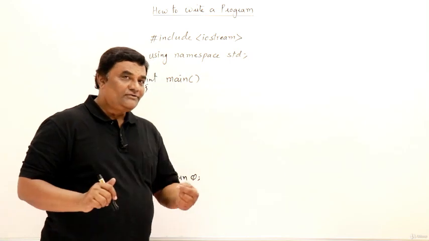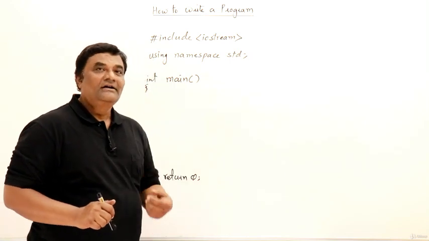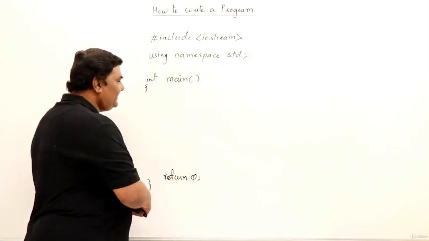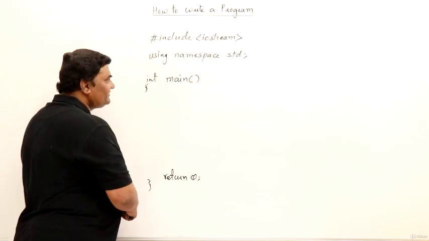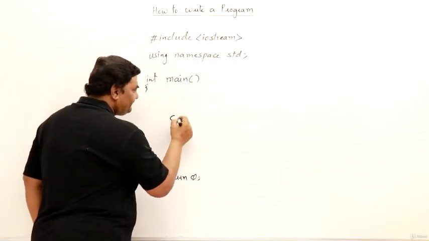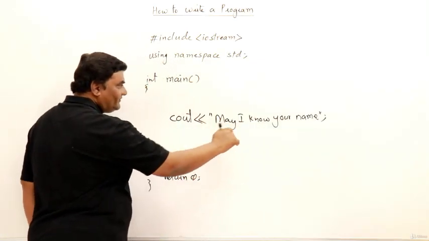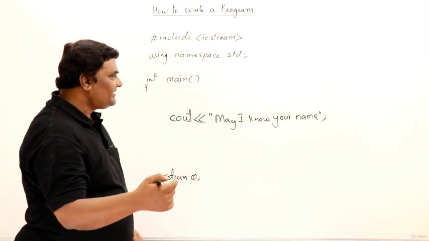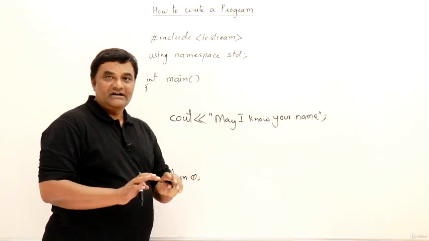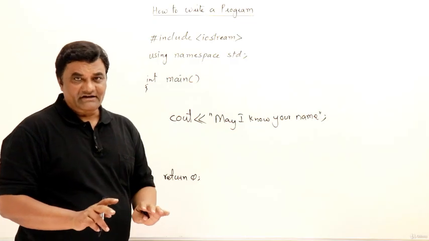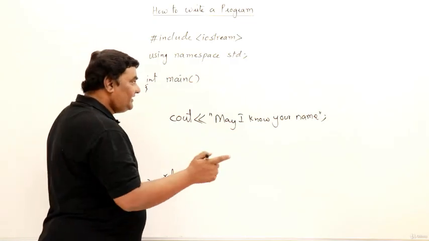First thing, I have to give a message to you. So what is that? May I know your name? For displaying a message on the screen, I should use cout. So cout, may I know your name? So this will appear on the screen. Now you are the user, I am the program. When you see this, you will try to write your name from the keyboard, right? And you will hit enter. So that I should read.